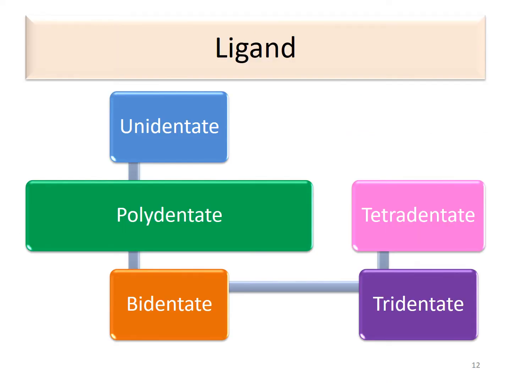Another classification of the ligand is the points of attachment between the ligand and the central metal ion. So, if the ligand is attached at one point with the central metal ion, it is called unidentate. If it is attached with more than one point, then it's called polydentate. Then the polydentate is subclassified into bidentate, tridentate, tetradentate, depending on the number of points of attachment with the central metal ion.